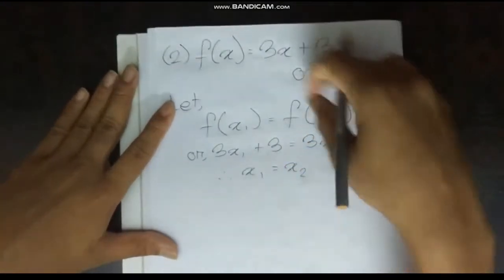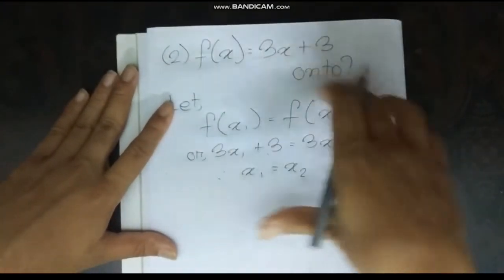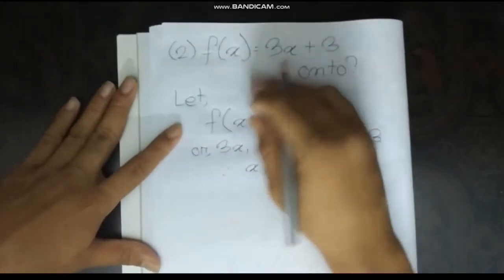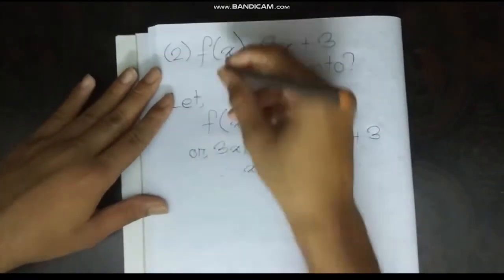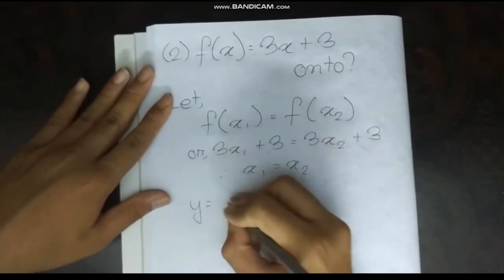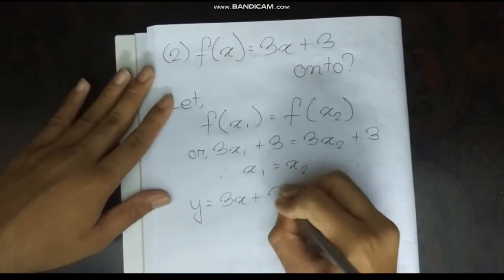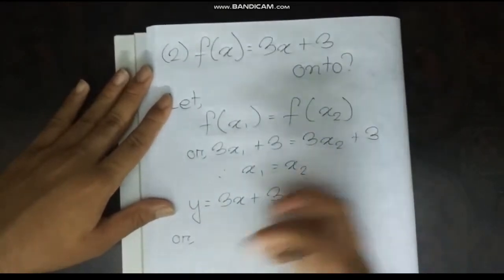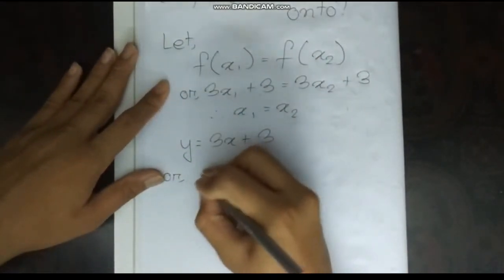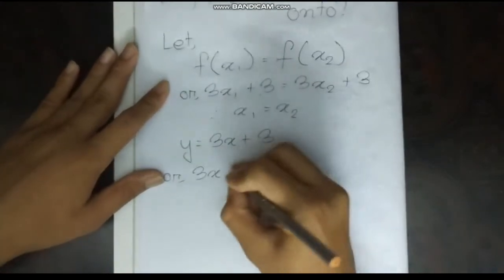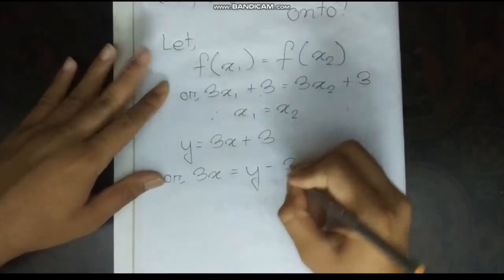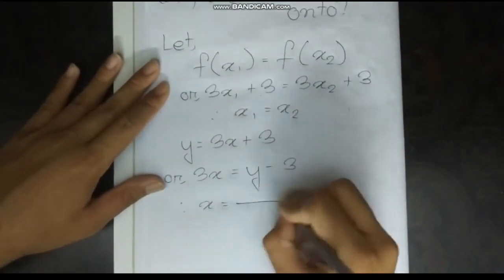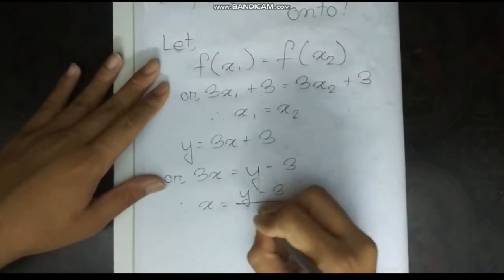To be onto, we have to put the value of x, that is the inverse of this function, and if it is equal to y, then we can say that this function is onto. First we need to find the inverse of f of x. So let f of x be y. y is equal to 3x plus 3. We subtract 3 from both sides. We get 3x is equal to y minus 3. Therefore x is equal to y minus 3 divided by 3.